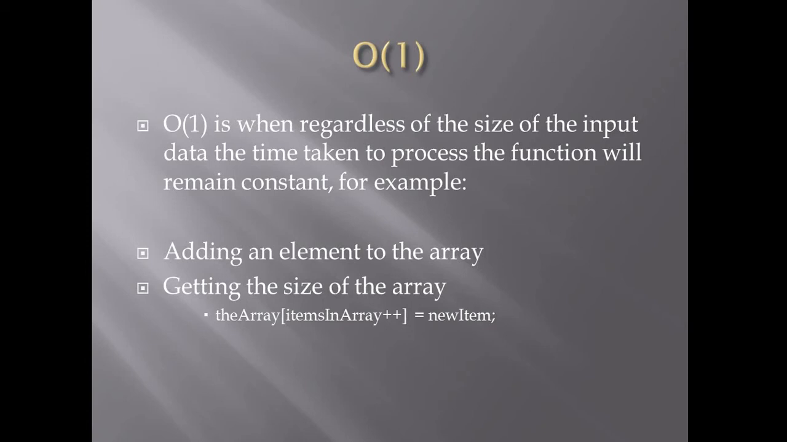So O of 1 is when a particular function takes the same amount of time regardless of how big the data is on which the function is being processed. For example, if you want to add an employee to a database which has 1,000 employees already, versus a database which has probably 100,000 employee records already, the time taken to add that particular employee is going to remain the same regardless of the size of the database. In this presentation, as I've mentioned, adding an element to an array or getting the size of the array, both these functions are going to take the same amount of time and memory, if they had to perform on different sizes of arrays.